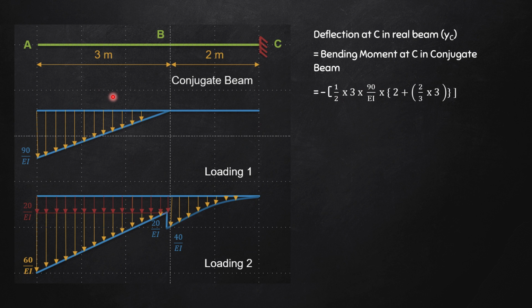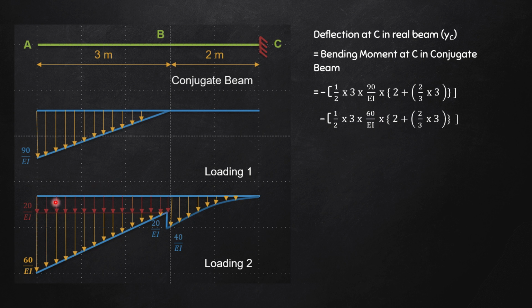So 2/3 of 3 plus 2, as you can see here, 2 plus 2/3 of C is the distance from the CG to this point, isn't it? Similarly, for this triangular load also, half into base into height, that remains the same, multiplied by 2 plus 2/3 of 3. 2 plus 2/3 of 3.